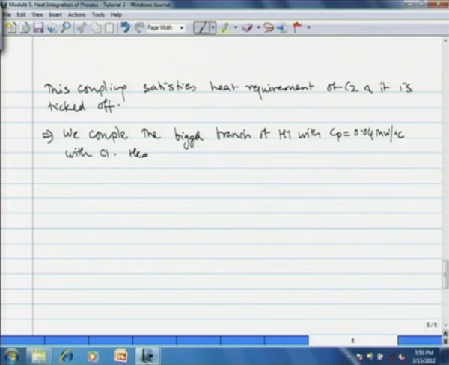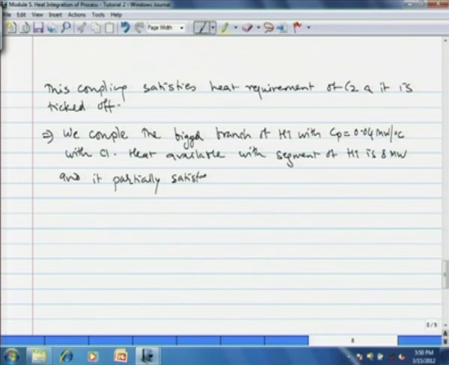Heat available with segment of H1 is 8 megawatt, and it partially satisfies the heat requirement of C1 with 17.2 minus 8, that is 9.2 megawatt left out.